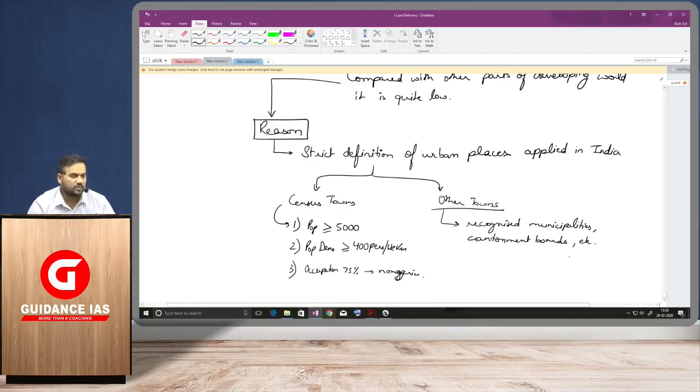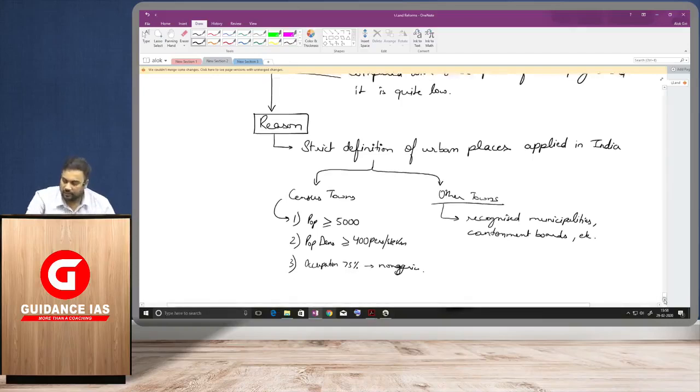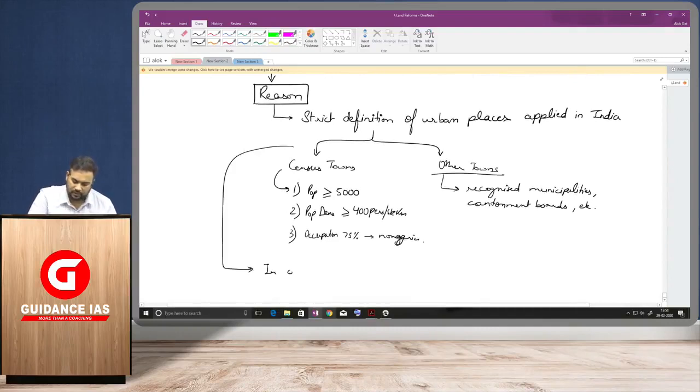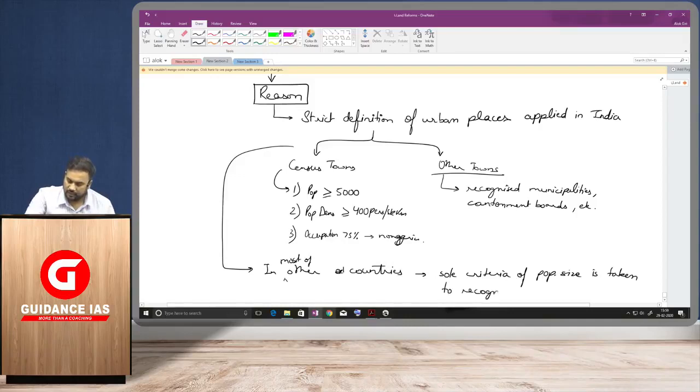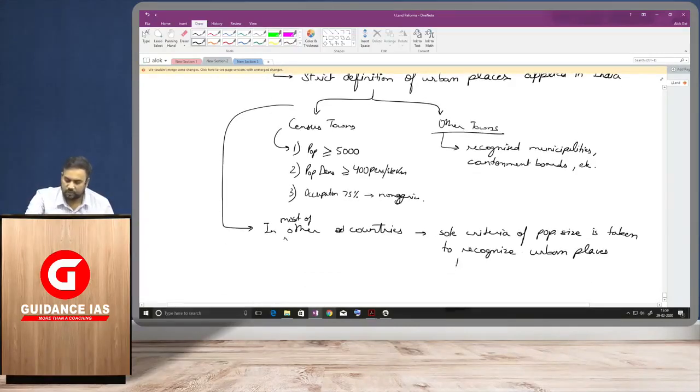In other developing world countries, the sole criterion of population size is taken as the definition of urban places. So in most other countries, the sole criterion of population size is taken to recognize urban places. In the majority of them, we find a population size of 5,000 is taken. In many of them, it is even lower than this.